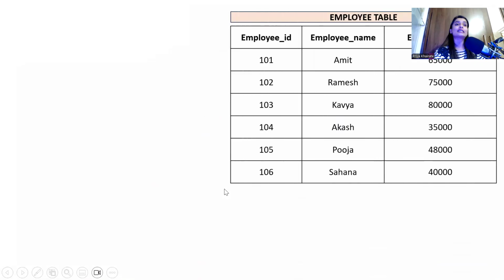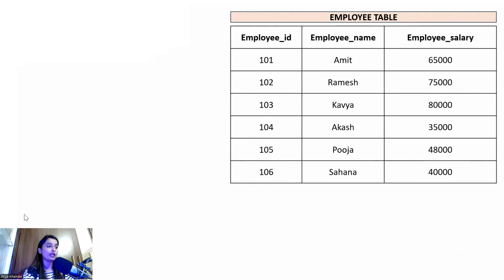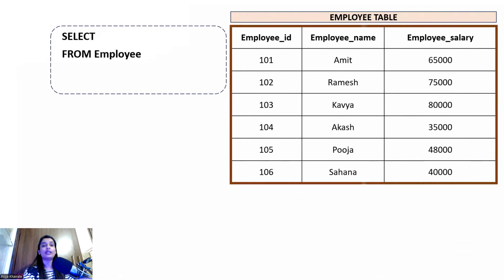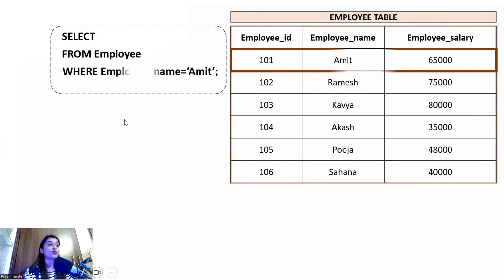Now, let's say this is our employee table. Okay, understood. I will write select. Okay. From which table? From employee table. So your employee table is under target. For all the records, do you want to select? No, no, no. Wherever employee name is Amit, you target that employee.